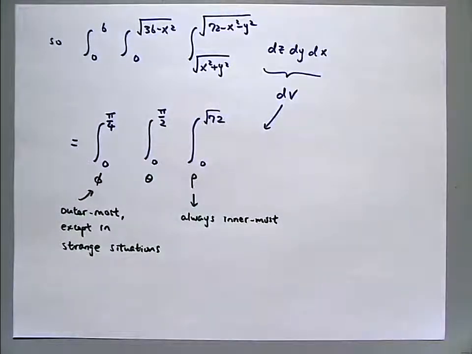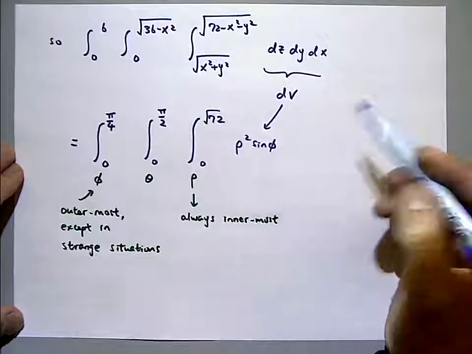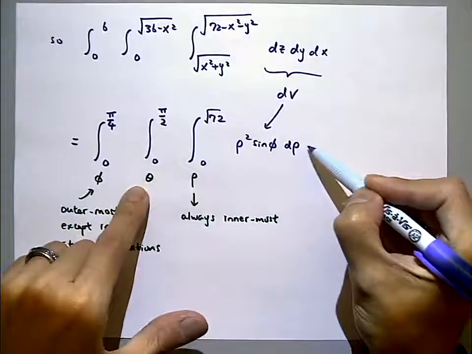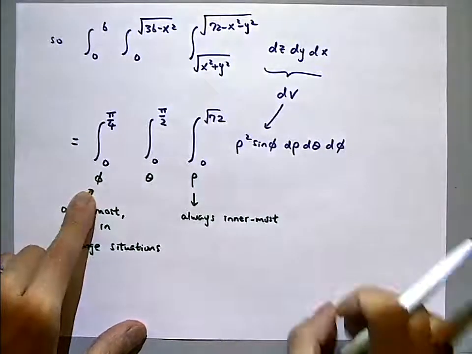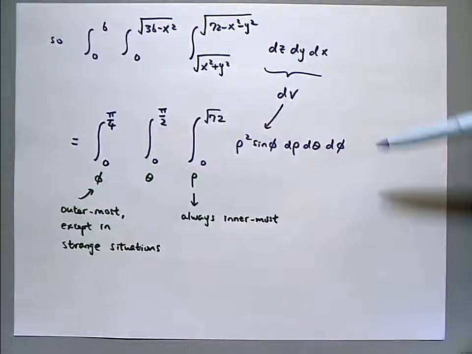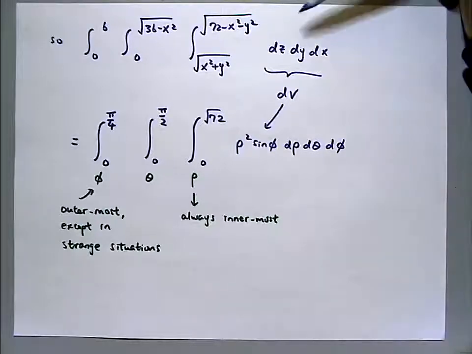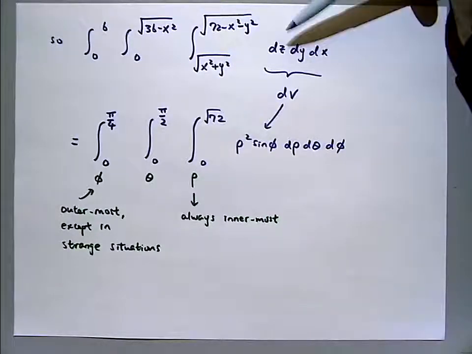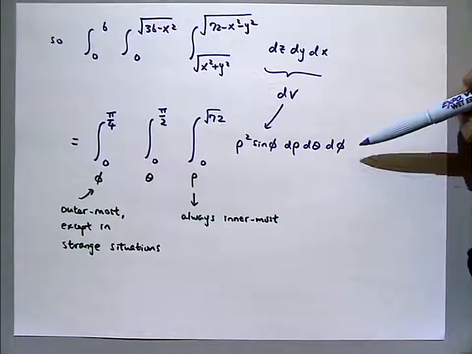And now I want to integrate dv, right? 1 times dv. And dv in spherical is rho squared sine phi, d rho, d theta, d phi. And there we go. And this is a lot easier to do than the Cartesian one, even though they'll give you the same answer. In fact, after the first round of integration, you're going to get stuck in Cartesian because it's just a nightmare. But this one is very easy to do after this point.